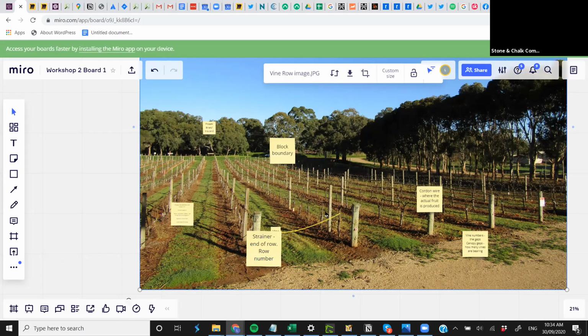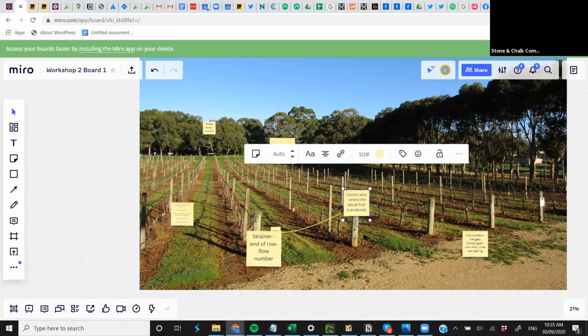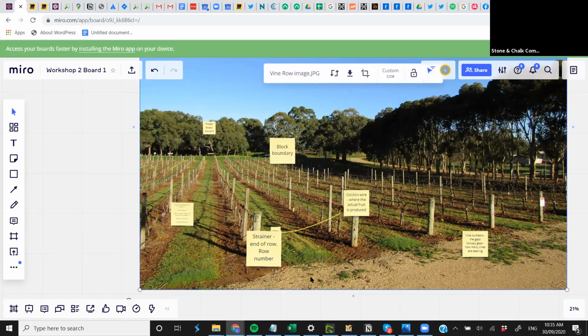Sorry, I'm just not quite clear. Across you've got the rows, and then is it the top wire that's effectively holding the fruit? That's the cordon wire, and the other one is where your arrow, where your pointer is? Yeah, that's the cordon there, where your arrow is. Right. The arms of the vine are on the vine structure. Yep, that's the cordon wire. Okay, that's good.